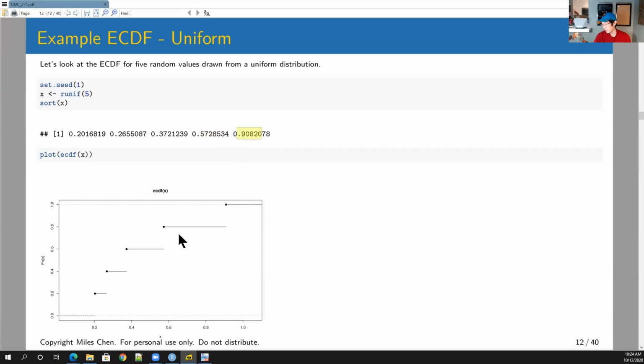Then we've got nothing between 0.573 and 0.908. So how many elements are less than 0.7? 4 out of 5. How many elements are less than 0.8? 4 out of 5. How many elements are less than 0.9?